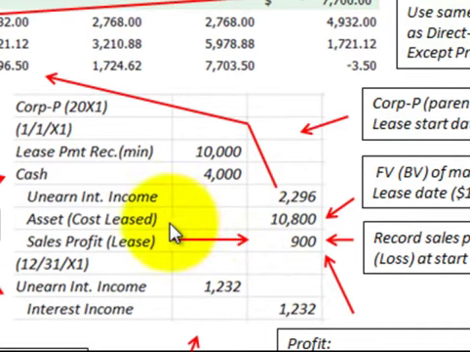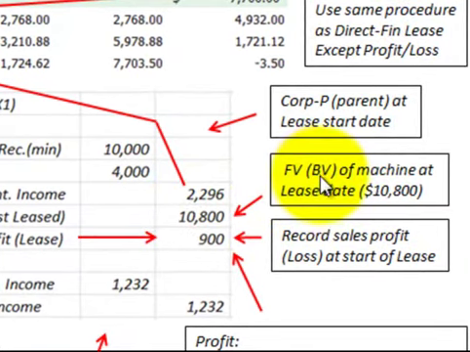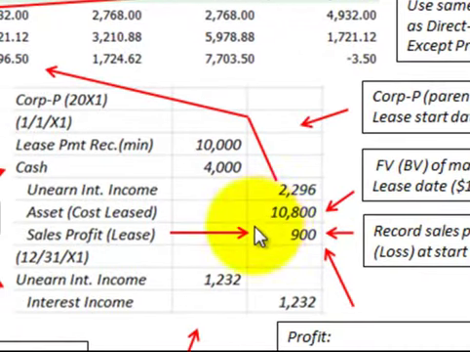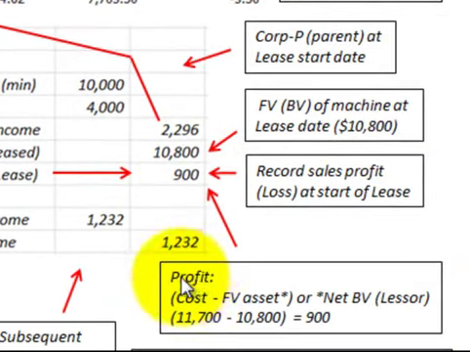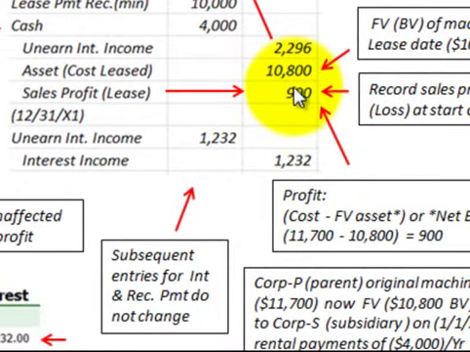Then we go back down to our schedule. We have an asset, the cost of the leased asset, of $10,800. That was the fair value or the book value of the machine at the lease date that we are using. So we have a sales profit in this case, and we have to record that sales profit. It could have been a loss too, but in this case it's a profit. To record that profit, we take its cost of $11,700 less the fair value of the asset, in this case $10,800, which was based on the book value that the lessor was carrying. So we have a net profit of $900, and we'd be crediting our profit for $900.